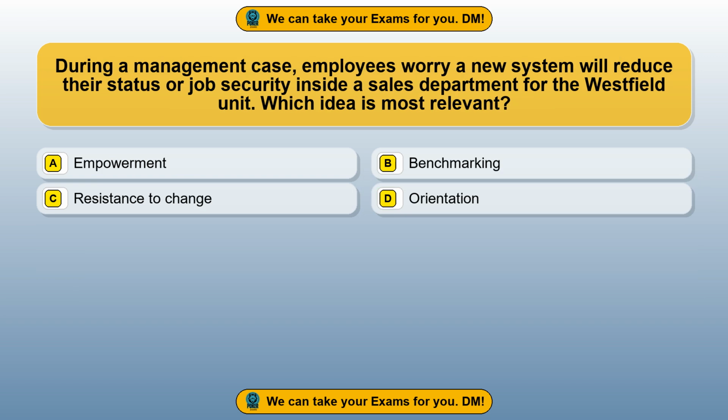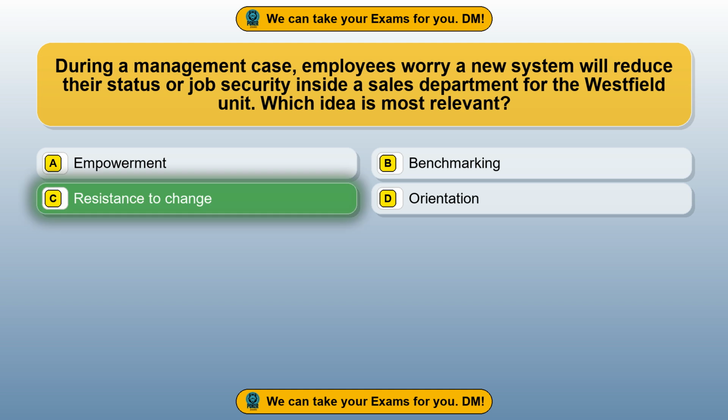Question 22. During a management case, employees worry a new system will reduce their status or job security inside a sales department for the Westfield unit. Which idea is most relevant? Option A, empowerment. Option B, benchmarking. Option C, resistance to change. Option D, orientation. The correct answer is option C, resistance to change.